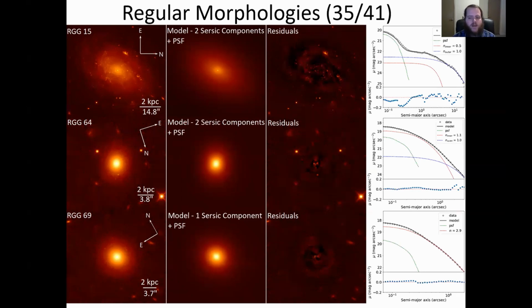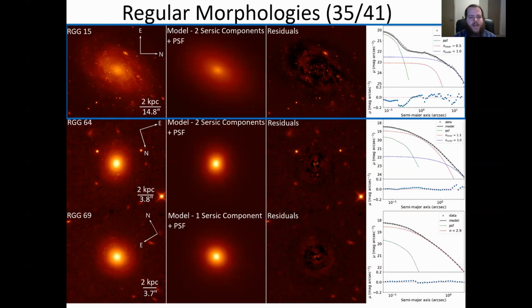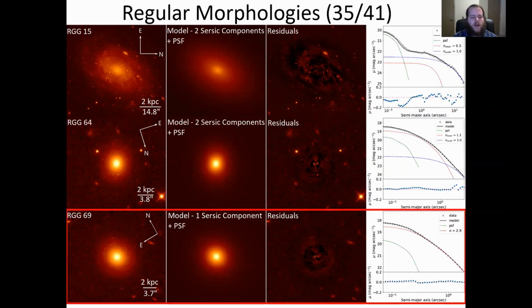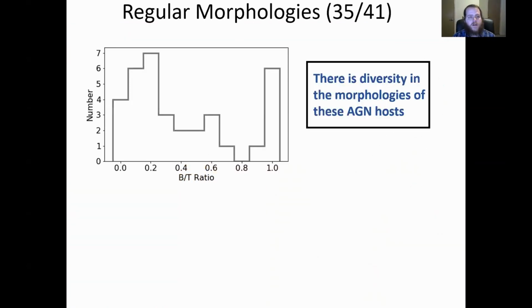So here I'm showing 3 examples from our sample to illustrate the range of morphologies that we're seeing. On top, we see a disky galaxy, which has a very compact inner component. In the middle, we have a galaxy with a bulge or pseudo-bulge, as well as an exponential disk. And at the bottom, we have a pure bulge, pseudo-bulge galaxy with no detectable disk at all. So the big point here is that there is a wide diversity in the morphologies of these AGN hosts.